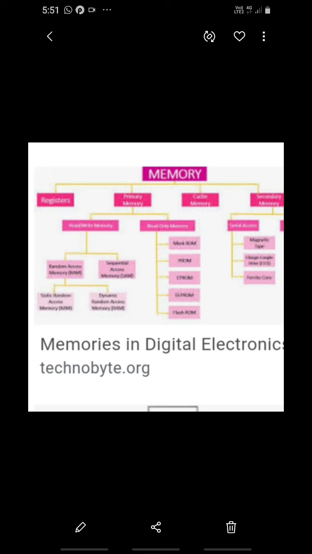The semiconductor memories are available in the form of ICs, integrated circuits, with different memory capacities. The capacity of a memory IC is represented by 2 power n into m, where 2 power n represents the number of memory locations available and m represents the number of bits stored in each memory location.